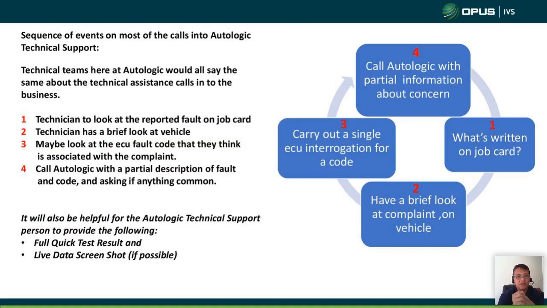So these are also the procedures. How do we deal on a day-to-day basis with the cases that we receive? What's written on the job card? Have a brief look at the complaint of the vehicle, then check the ECU, check live data, check fault freeze frame data, check actual values, and then call us if you have only partial information about the concern.